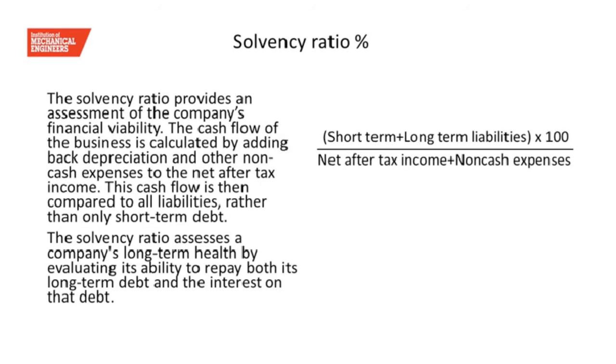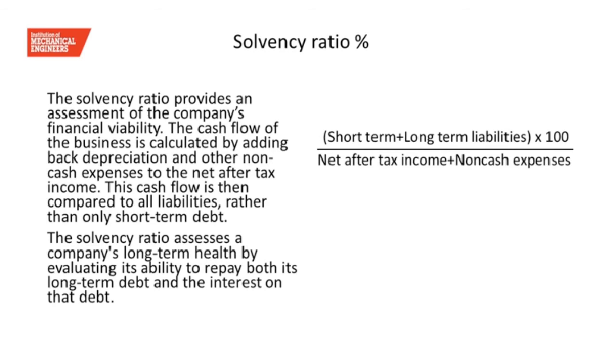Now move to the solvency ratio. The solvency ratio provides an assessment of the company's financial viability. The cash flow of the business is calculated by adding back depreciation and other non-cash expenses to the net after-tax income. This cash flow is then compared to all liabilities rather than only short-term debt.